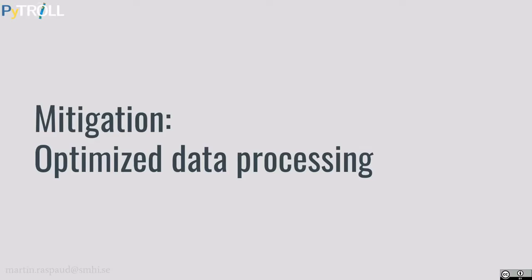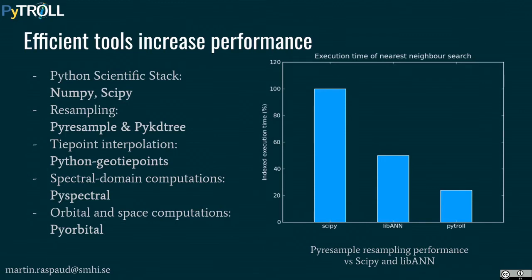operationally? The first way to mitigate that we have implemented in Satpy is to have an optimized data processing workflow. We use tools that are very efficient in order to increase performance. We use the Python scientific stack with NumPy and SciPy. For resampling, we use PyResample and PyKDTree. On the right, you can see a graph showing the performance of PyResample resampling against SciPy and libANN. As you can see, the Pytroll implementation is about 4 times faster than the SciPy counterpart.